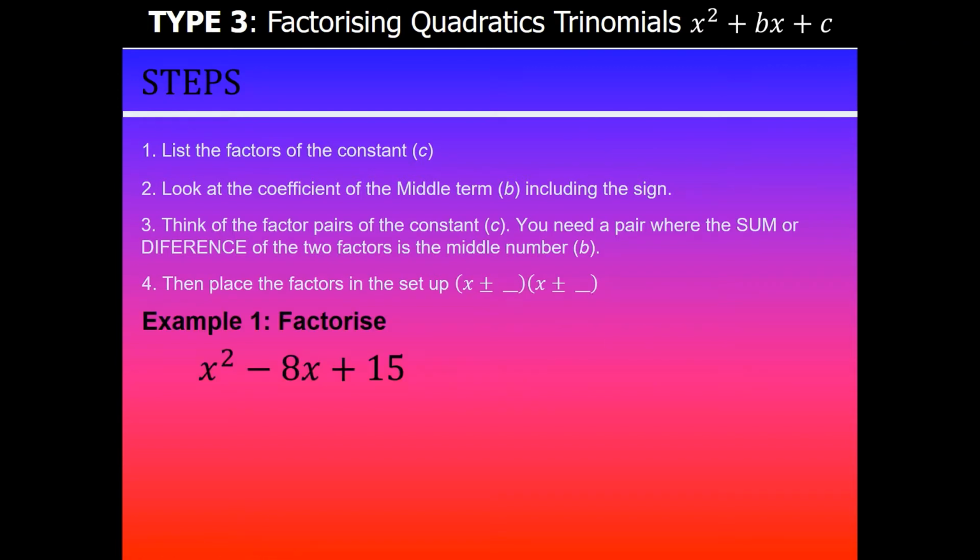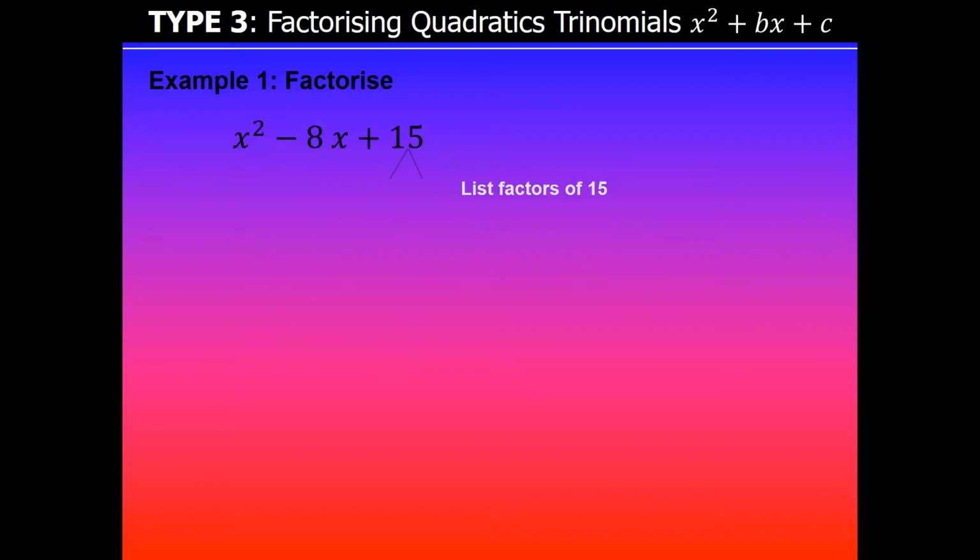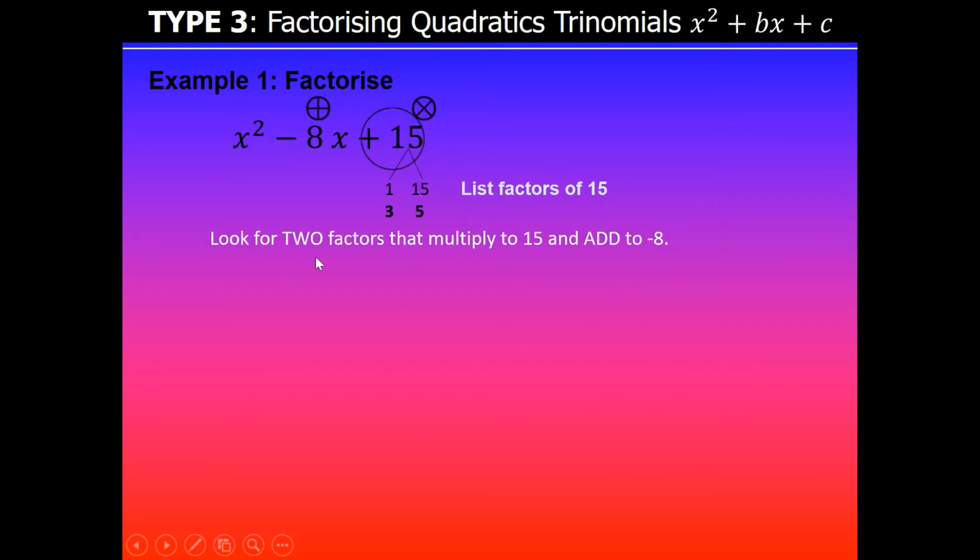So let's look at the example. Factorize x squared minus 8x plus 15. So what you need to do is list all the factors of 15. In this case they are 1 and 15, because 1 times 15 will give me positive 15, and 3 times 5 is also 15. And then I have to look for two factors that will multiply to 15, but then they need to add to the middle term, and the middle term is minus 8 in this case.